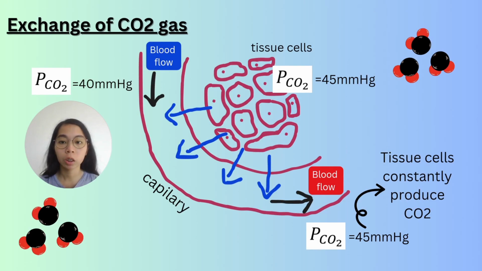Moving on to the exchange of carbon dioxide gas in tissue cells, we can see that in the tissue cells, the partial pressure of carbon dioxide is slightly higher, which is 45 mmHg. This is due to the waste we have produced during cellular respiration. So the carbon dioxide will diffuse from the tissue cells to the capillary, from higher partial pressure to lower partial pressure of carbon dioxide. By the end of the blood flow, the partial pressure of carbon dioxide in the blood will increase to 45 mmHg.